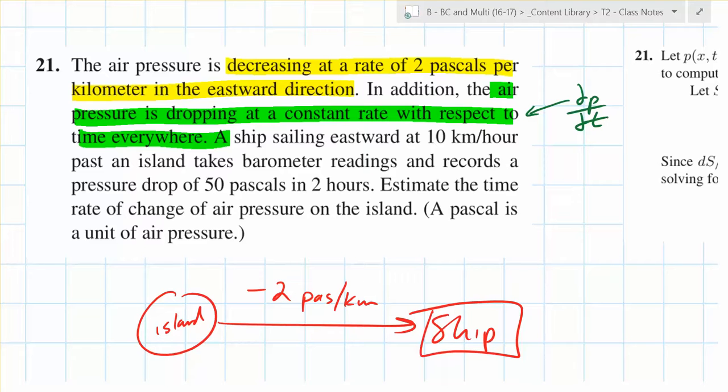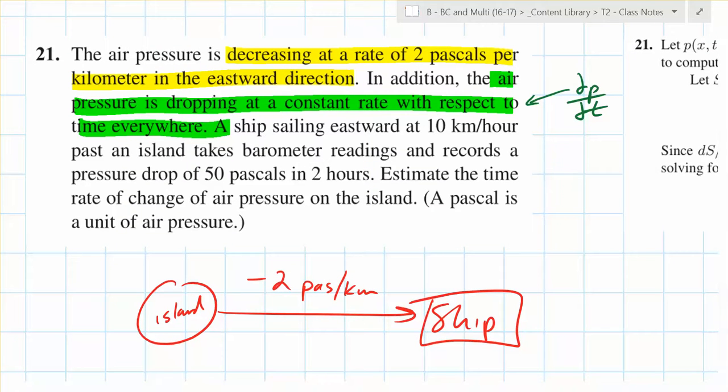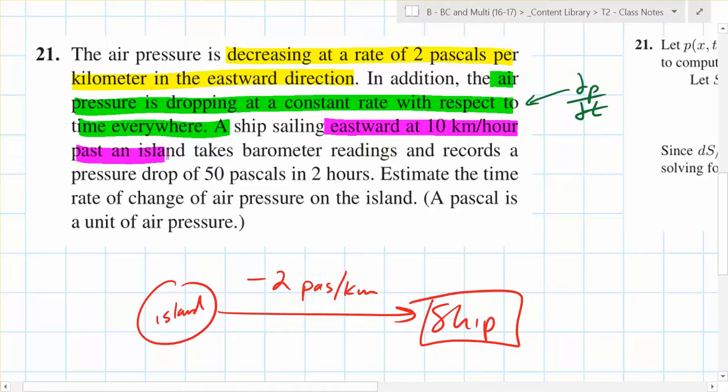But if you are moving away from the island, there's something else that's going into it, correct? That's the distance you are from the island. Okay, a ship is sailing eastward at 10 kilometers an hour past the island. So how are we going to write that? How are we going to bring that into the equation?